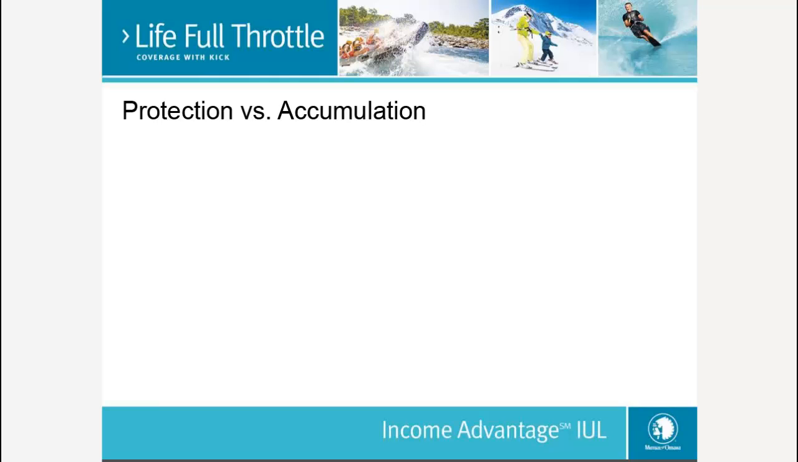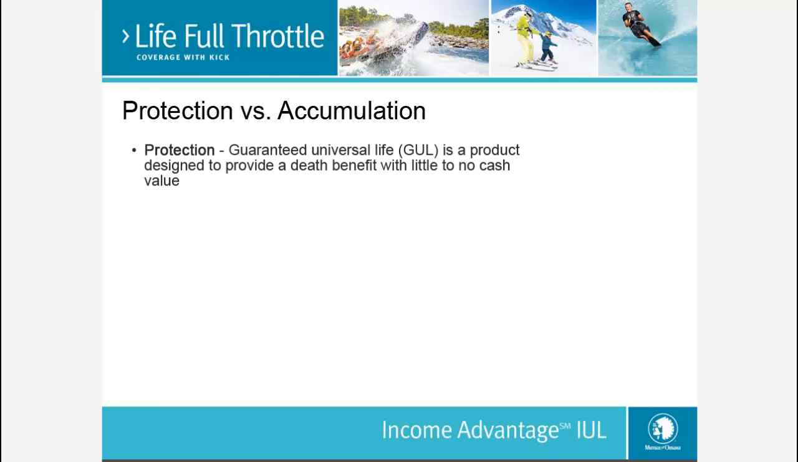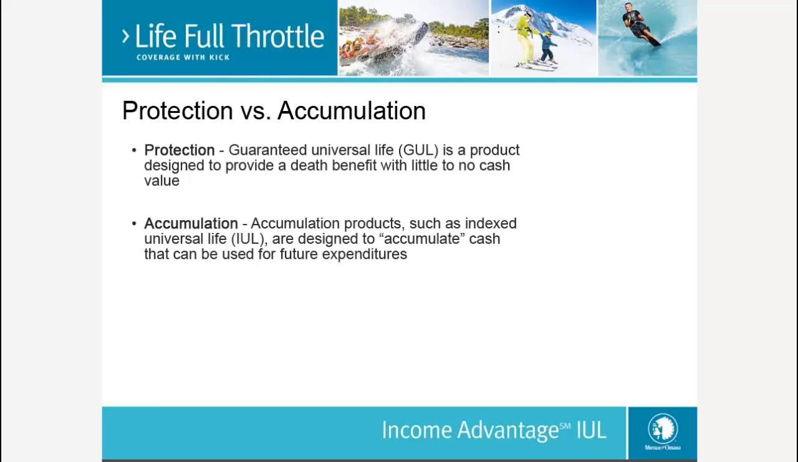The basic difference between guaranteed and accumulation products is protection versus cash accumulation. Guaranteed universal life offers a guaranteed death benefit, but little to no potential for cash value accumulation. On the other side, accumulation universal life products are designed to grow cash values that can be used during the policyholder's lifetime.